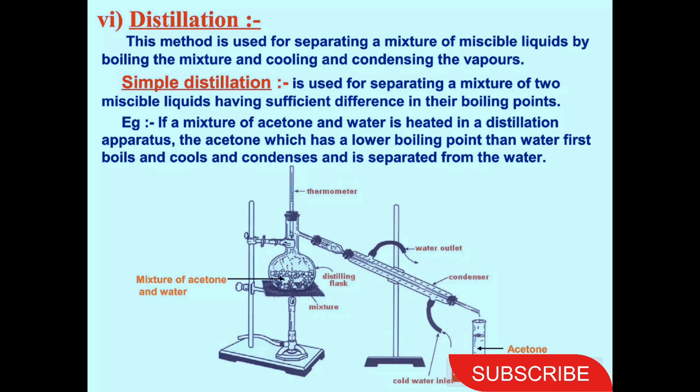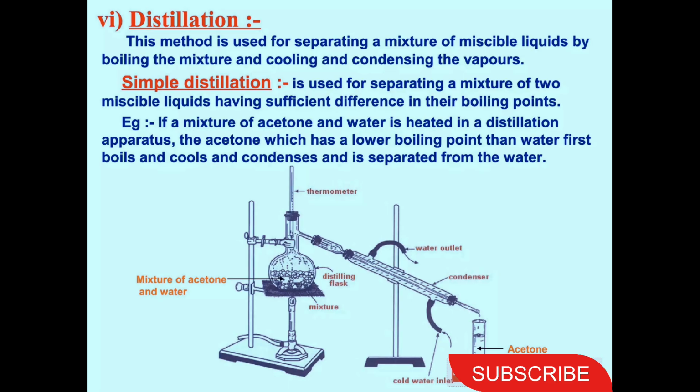So here, this method is used for separating a mixture of miscible liquids by boiling the mixture and cooling and condensing the vapors. For example, we can separate acetone and water. Simple distillation is used for separating a mixture of two miscible liquids having a sufficient difference in their boiling points. It means the boiling point difference should be more than 25 kelvins. Then only can we use this method. If it is less than 25 kelvins, we have to use the fractional distillation method.